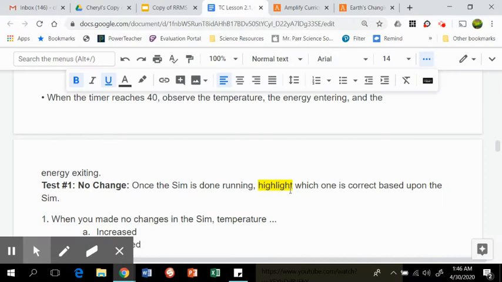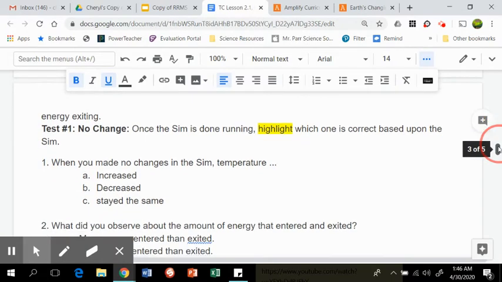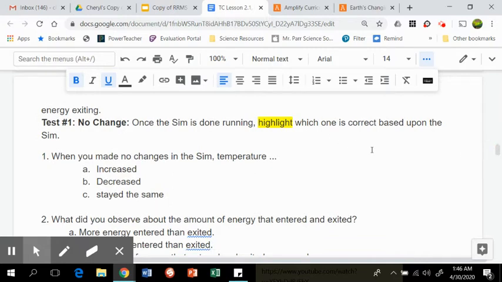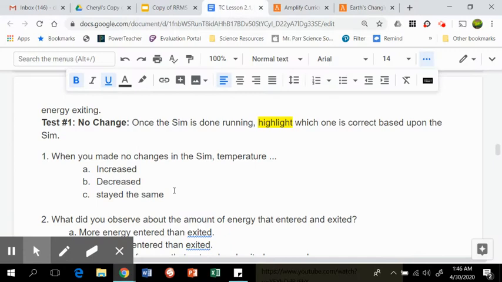So going to our document, the no change test, once the sim is done running, highlight which one is correct based upon the sim. When you made no changes in the sim, temperature, what did it do? Let's look at temperature. Temperature actually stayed the same. So the temperature stayed the same. I'm going to highlight that.